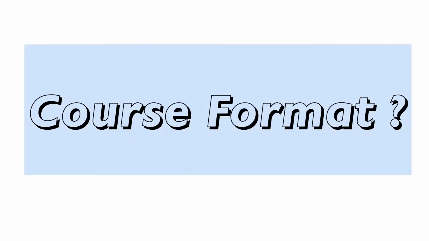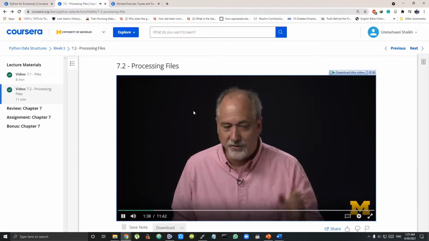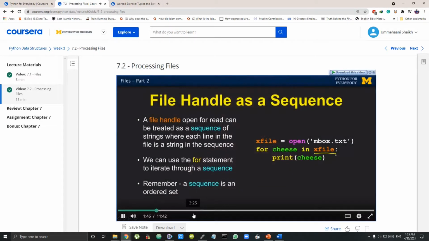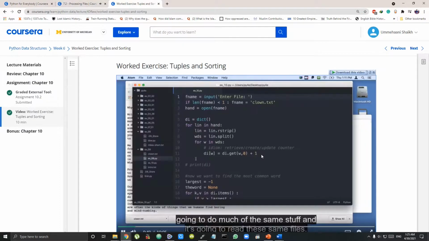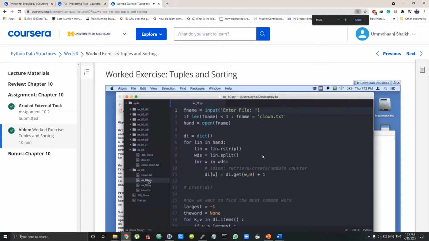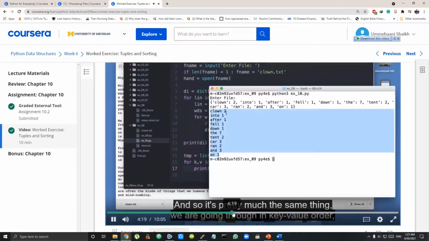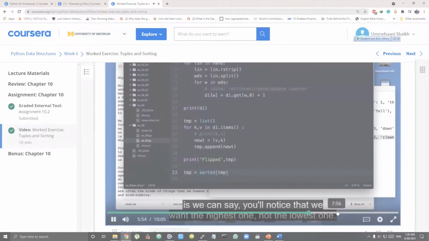Next comes the format of the course. The videos are basically a professor sitting and explaining the concepts by writing on the screen. And then there will be one video per concept where codes are explained line by line, and mostly this explanation is not live coding. The codes are already written and the professor will explain those codes.